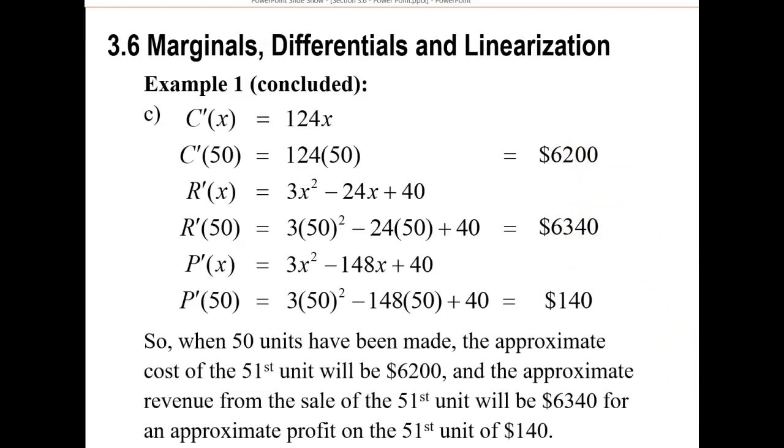So when 50 units have been made, the approximate cost of the 51st item will be $6,200. The approximate revenue from the sale of the 51st is the $63.40, and the approximate profit on that 51st item is $140.